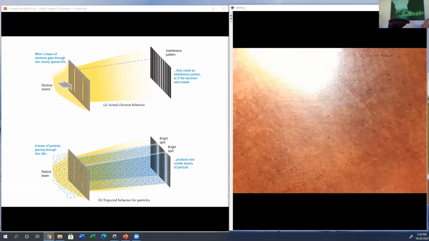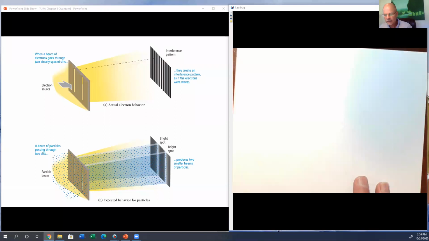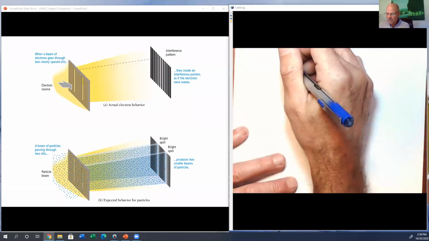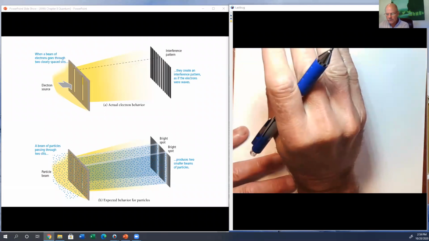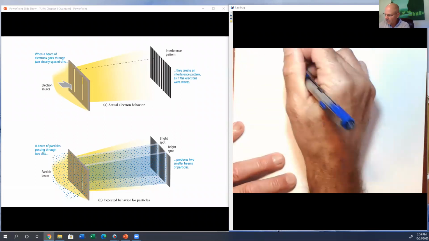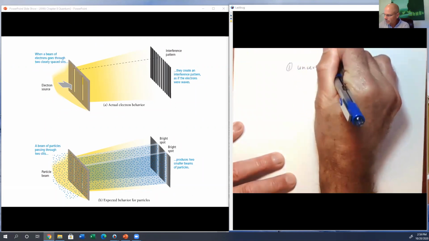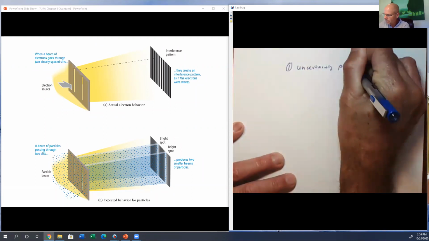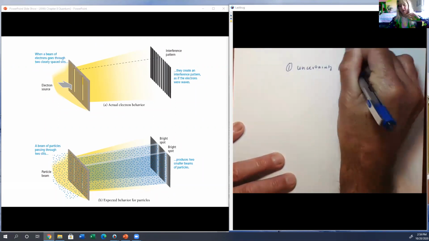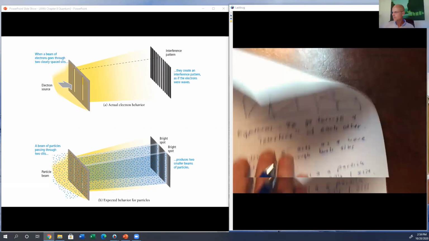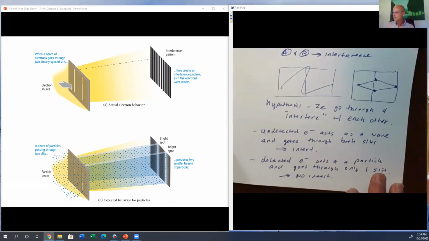Okay. And what happens is that, basically, here's the explanation. So, four important principles to take out of this. The first one is something called the uncertainty principle. Mr. Short, could you go back to the previous piece of paper for just a second? Yeah. Thank you.